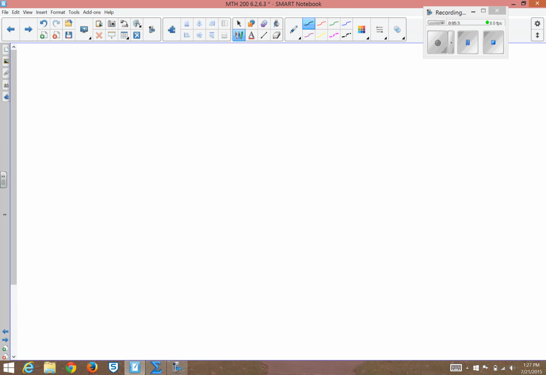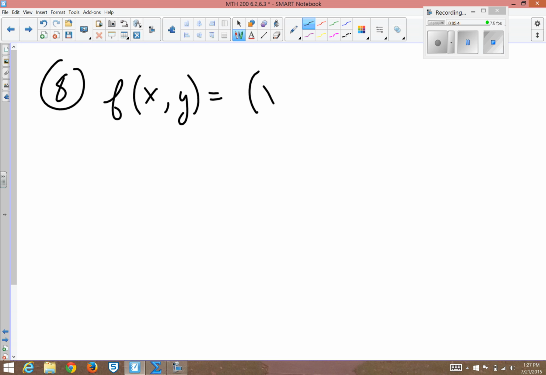Okay, number 8. F is a function of x and y. It's equal to x squared minus y squared raised to the 1/2. It's actually written in the textbook as the square root of x squared minus y squared.